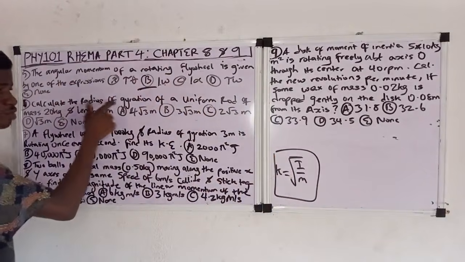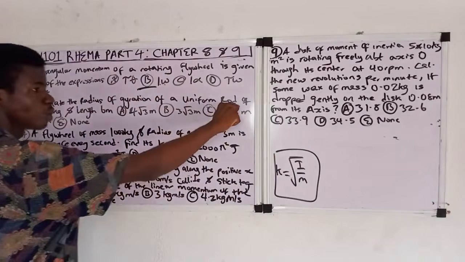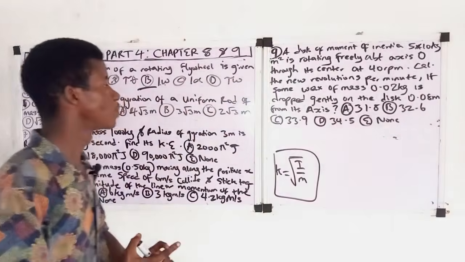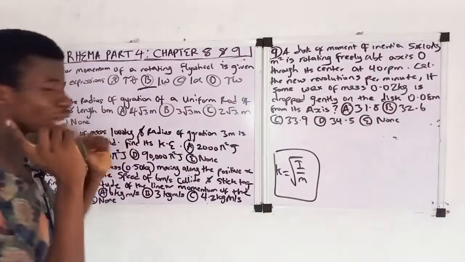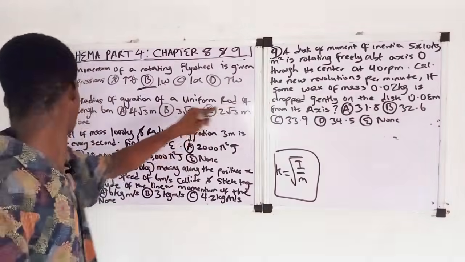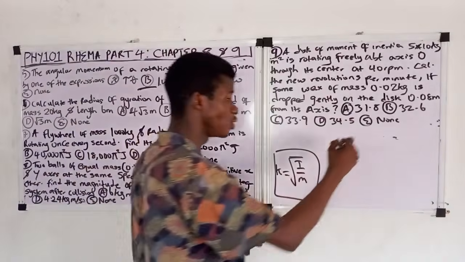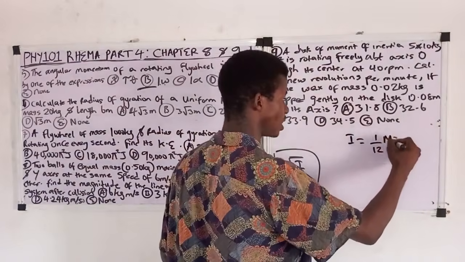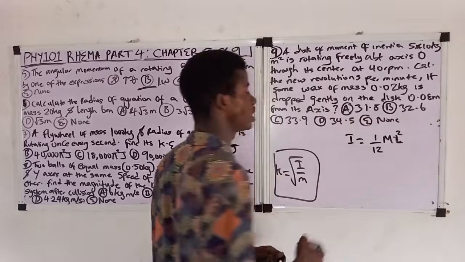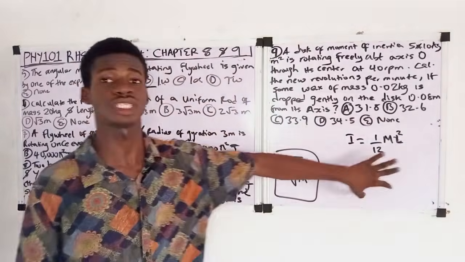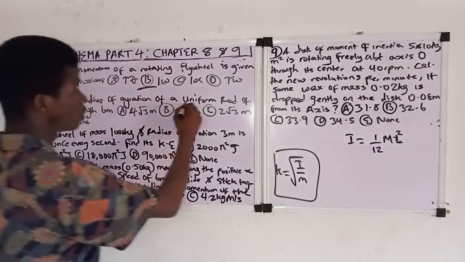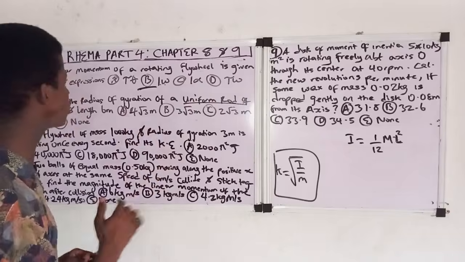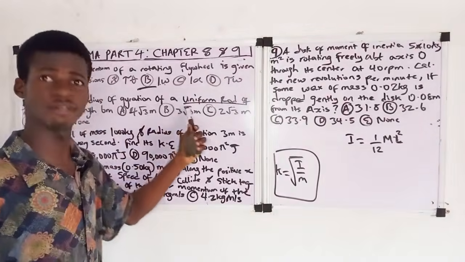Calculate the radius of gyration of a uniform rod of mass 20 kg and length 6 meters. Take note and look at the question very well: uniform rod. The moment of inertia of a uniform rod is normally 1/12 times the mass times the square of the length. So this is the moment of inertia of a uniform rod. What are they asking us to look for? The radius of gyration of a uniform rod.